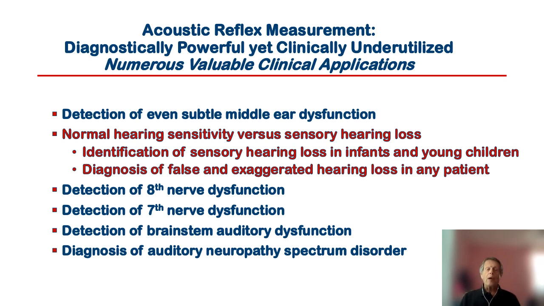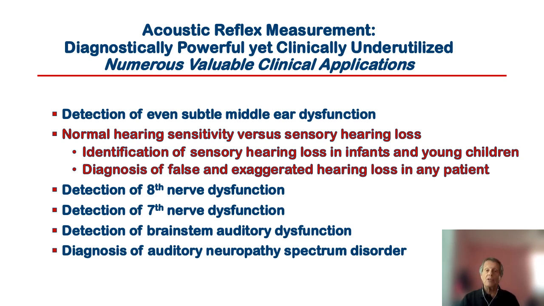So one way we can use this is in patients who are very young, children, who cannot participate in behavioral audiometry, but we can also use this same approach, predicting or differentiating normal sensitivity from sensory hearing loss with the acoustic reflex in any patient, children or adult. It's most useful to confirm or cross-check to verify the results of behavioral audiometry. It's also very useful in diagnosing very quickly, at the very beginning of an audiological assessment, a false hearing loss or an exaggerated hearing loss.